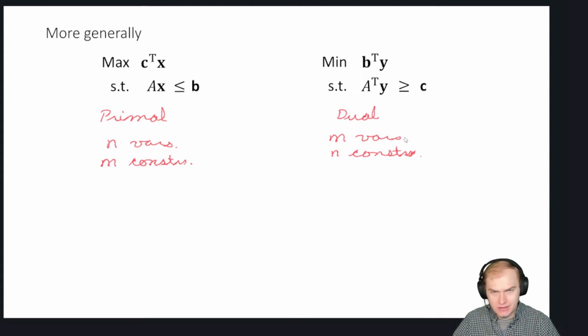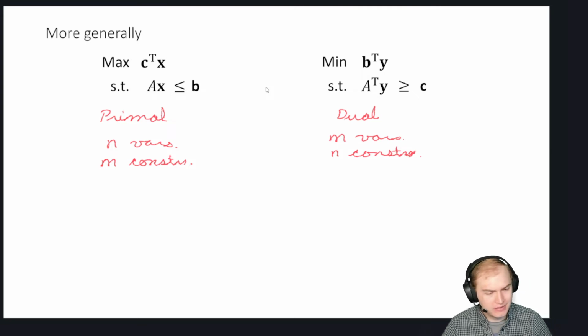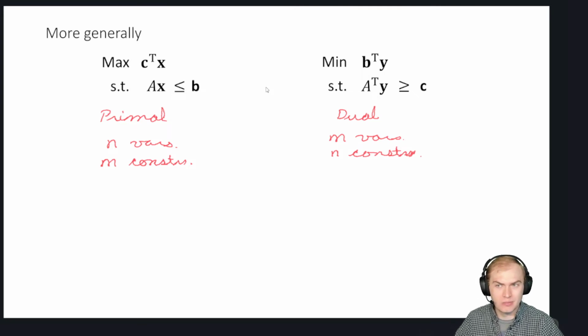In fact, each dual variable corresponds to one of the constraints from the primal problem. That makes some sense when we think back and remember where this came from. We were taking linear combinations of the constraints. We're multiplying each constraint by a dual variable and then adding them together. So each dual variable corresponds to one of the constraints.